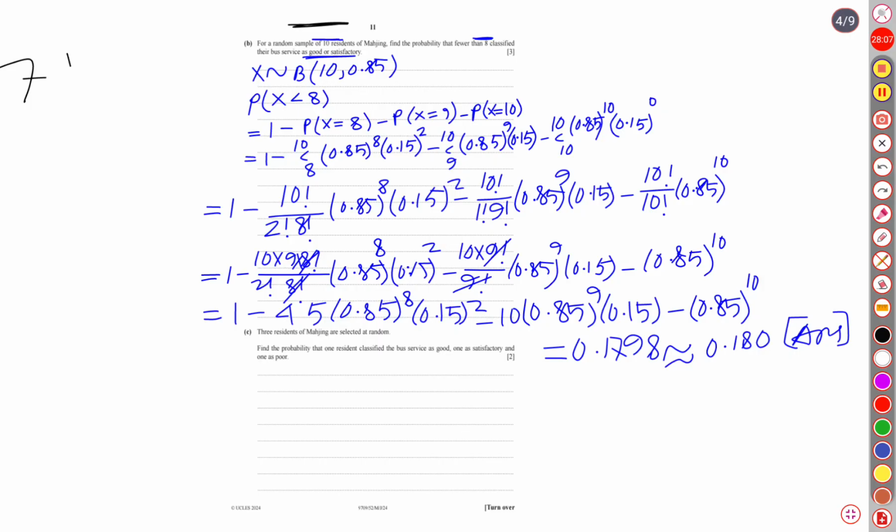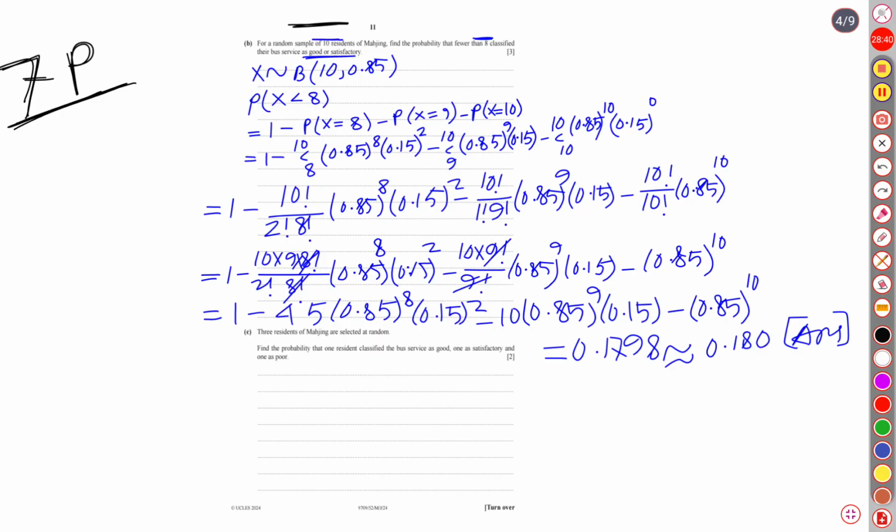7 people classified the service as good or satisfactory. Okay, that means we will have to find the probability of 7 people, or less than 8 people, meaning there might be 7 people, 6 people, 4 people, or 0 people, or 1 person classified the service as good or satisfactory. So it's a long calculation if we individually calculate each of them.